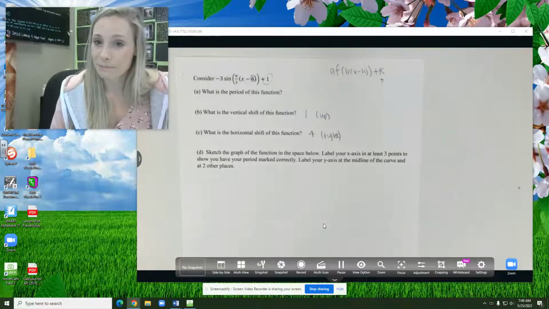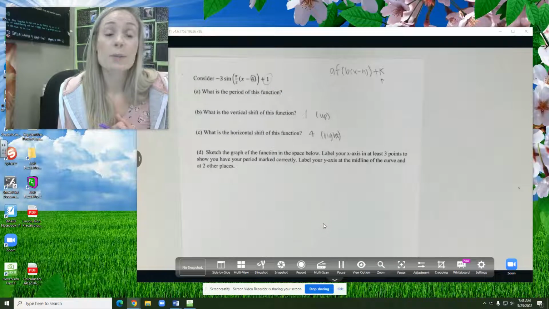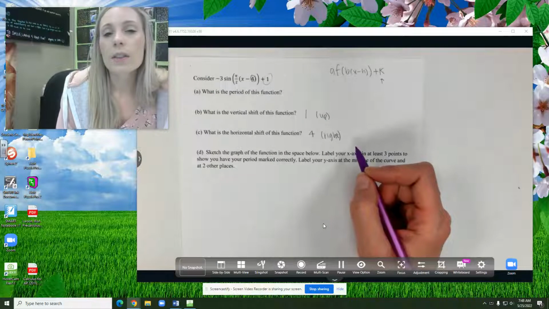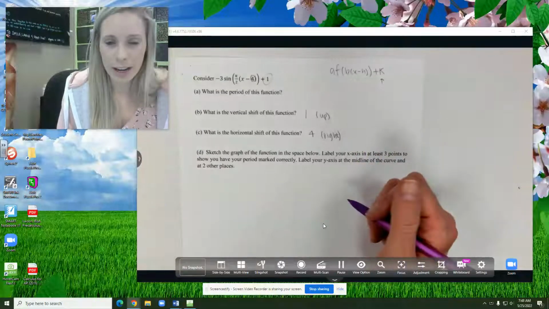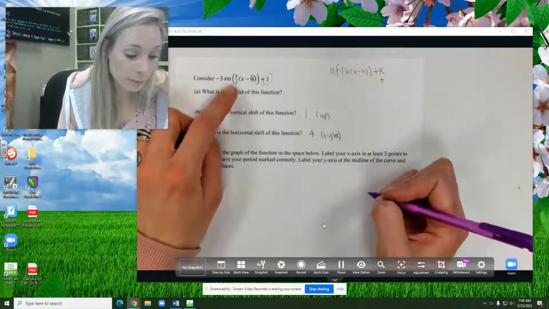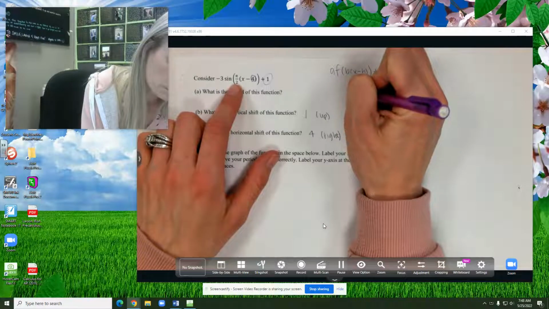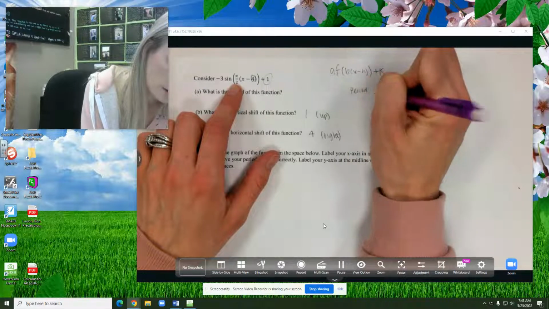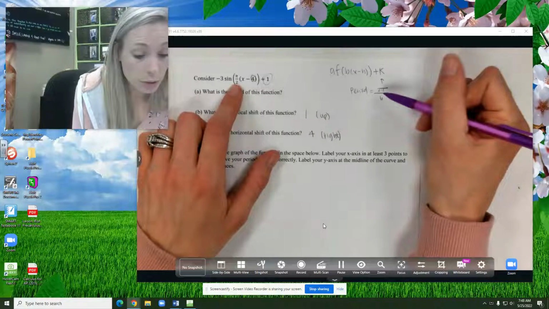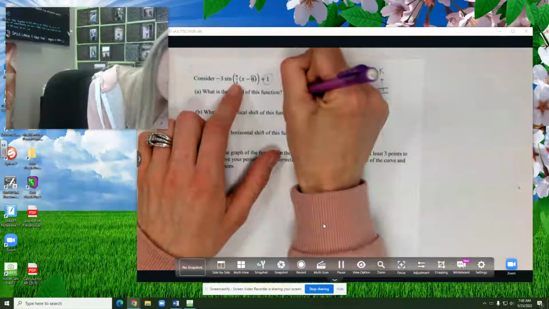Now the next question is specific to trig functions, and that is, what is the period of this function? The period is how long it takes to repeat a cycle. The quick and easy way to do it is that this value right here is your b value. Your period is 2 pi over b. So you could have 2 pi over pi over 2, and it becomes 4.